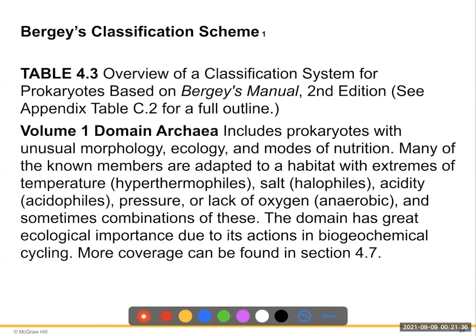Volume 1 is the domain Archaea. It includes prokaryotes with unusual morphology, unusual shapes, ecology, and modes of nutrition. Many of the known members are adapted to habitats with extreme temperatures, hyperthermophiles, or salts, like we talked about before, halophiles, acidities, acidophiles, pressure, lack of oxygen, anaerobic, and sometimes a combination of these. So these are ones with unusual shapes that live in very extreme conditions. Great ecology, important to their actions in biochemical cycling. We'll talk more about this in section 4.7 in the book.